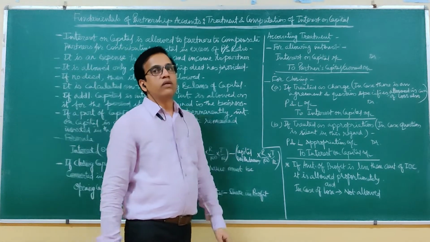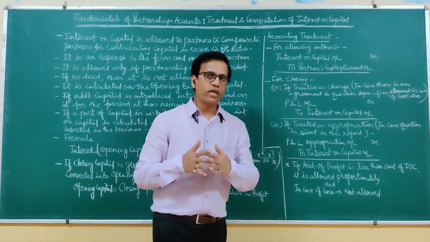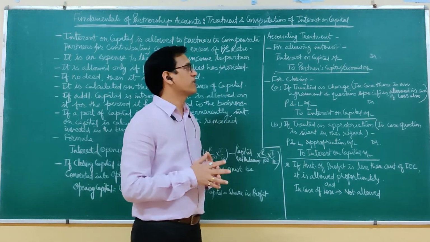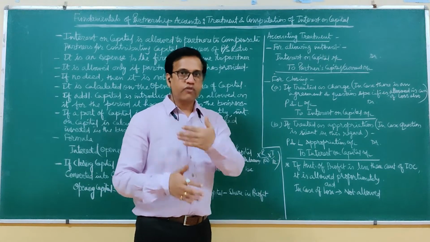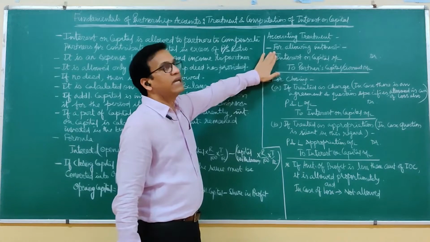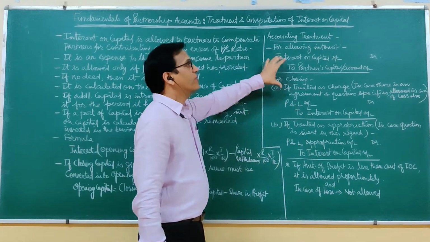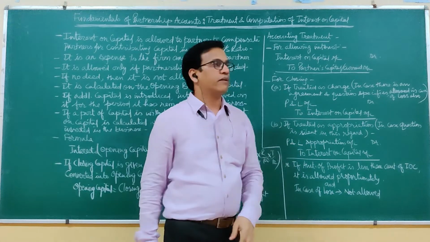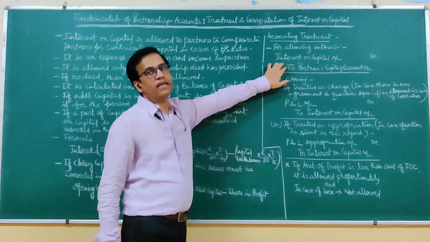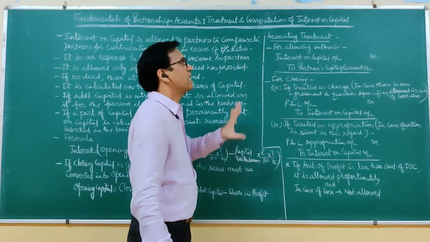Now, how to make the accounting treatment of interest on capital, that also we know. We have seen it in our previous videos. Just for a revision, let us see it. When interest is allowed, first we will talk about the journal entries. When interest is allowed on capital, then we make the entry as interest on capital account debited to partners' capital or current account, as the case may be.